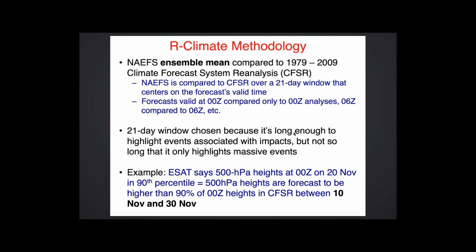So to come up with these outputs, what we do is we compare the NAIFS ensemble mean to the 1979 to 2009 CFSR reanalysis. For those who may be unaware, the NAIFS is just a combination of the GEFS ensemble and the CMC ensemble, or the Canadian ensemble. And this comparison to the CFSR is done over a 21-day window that centers on the forecast valid time. Also, it should be noted that forecast valid at 0Z will be compared only to 0Z analyses, 6Z forecast compared only to 6Z analyses, and so on and so forth.